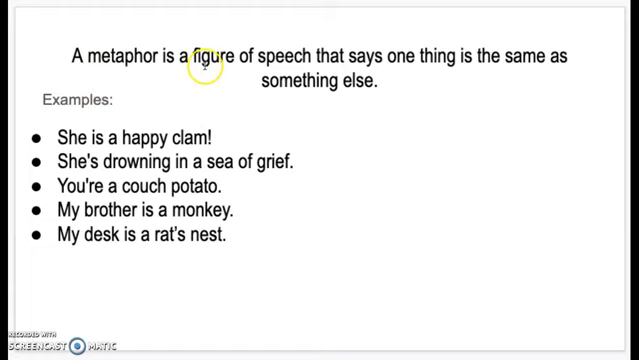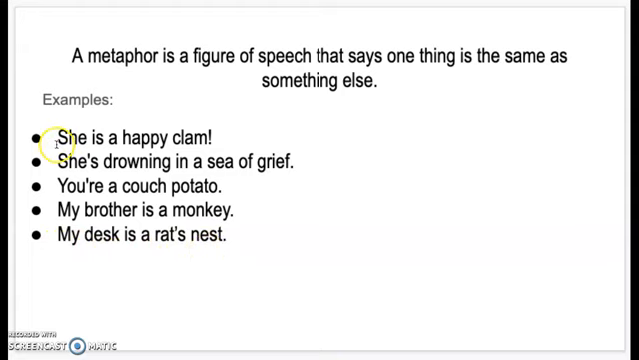A metaphor is a figure of speech that says one thing is the same as something else. Here are some examples. She is a happy clam. She's drowning in a sea of grief. You're a couch potato. My brother is a monkey. My desk is a rat's nest.